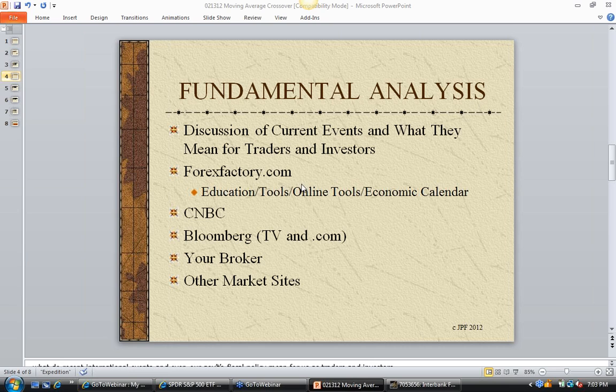How to get this news? forexfactory.com. You can link there right from your IBFX website. You can also turn on the TV. Here in the United States, we have CNBC, and you also have Bloomberg. That's also a very global news source, Bloomberg TV and Bloomberg.com.